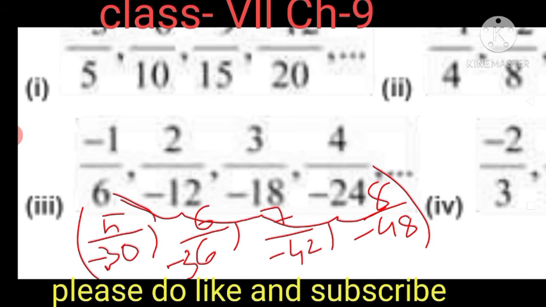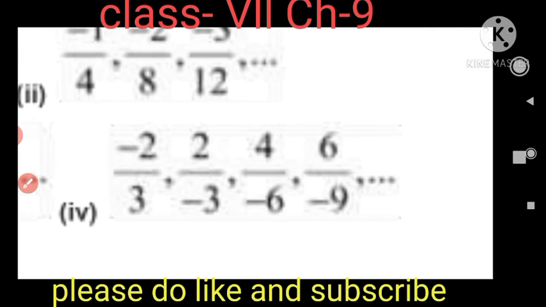Okay, now the 4th question is remaining. You can see this one. Now here 2, then 4, then 6. Now what is here? 2 upon minus 3, then 4 upon minus 6, then 6 upon minus 9, isn't it? So how are they increasing?